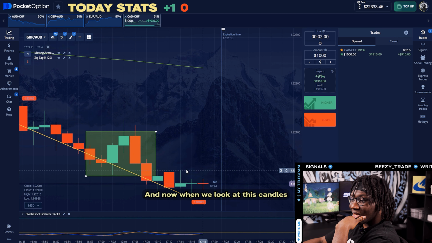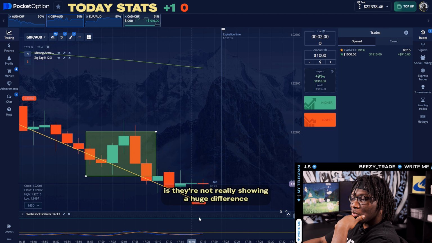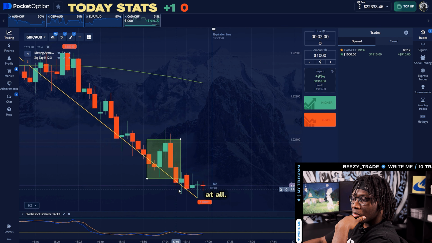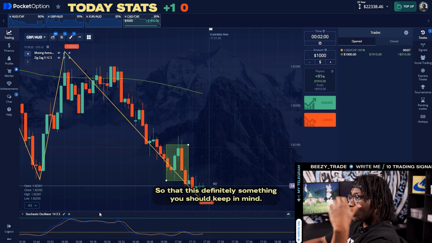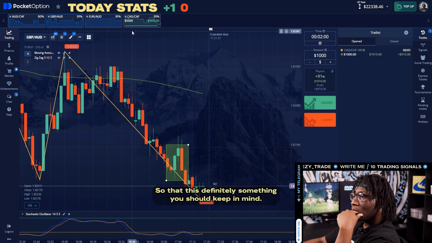And now when we look at these candles, they're not really showing huge strength at all. They're pretty short compared to what we saw here. So that's definitely something you should keep in mind.